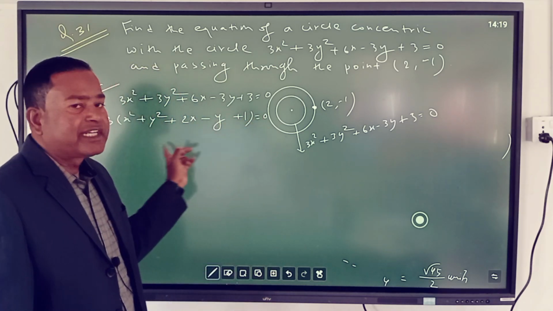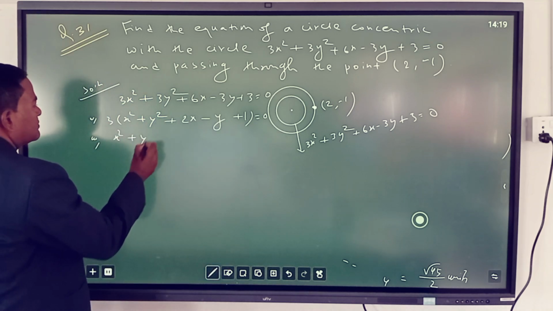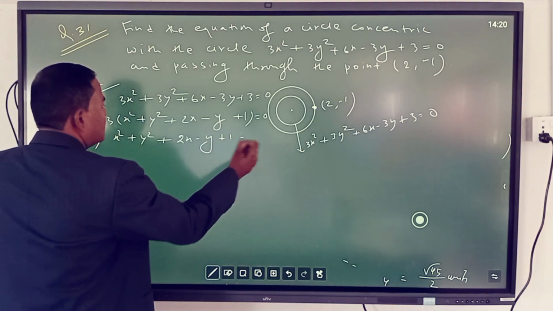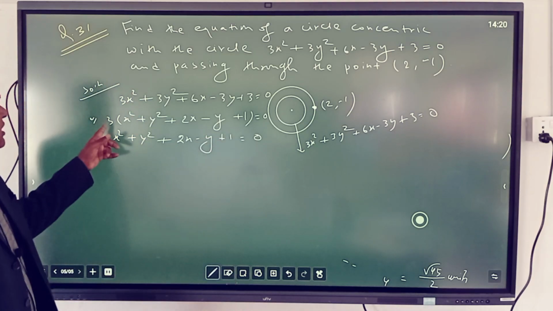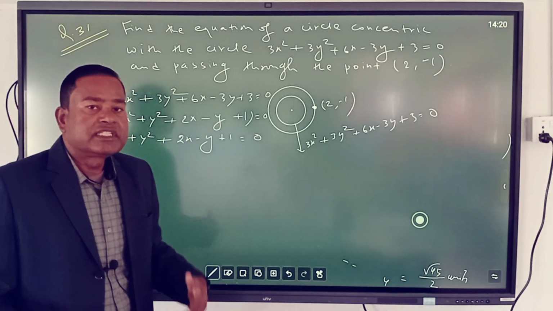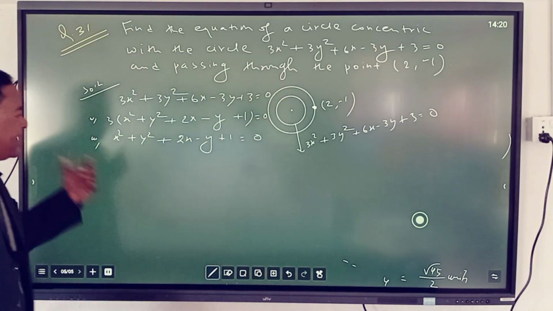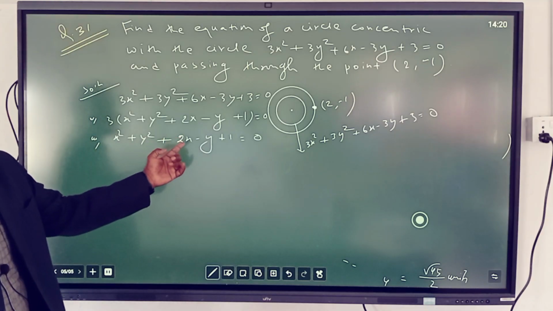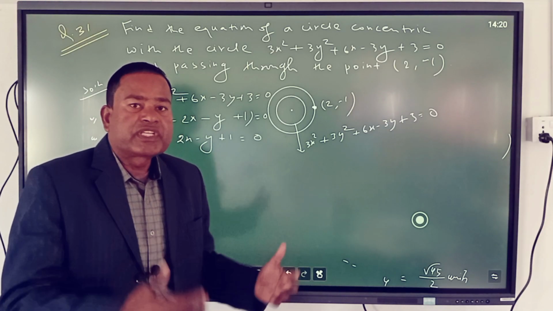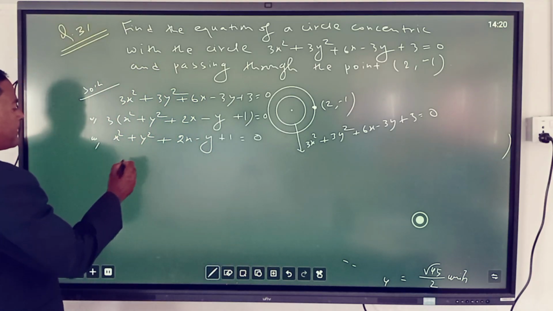So 0 divided by 3 will give 0. If we take 3 to the other side, then 0 by 3, 0 divided by 3, will be equal to 0. Now we can easily compare the given equation of the circle with the equation of a circle in the general form. So let's compare it.